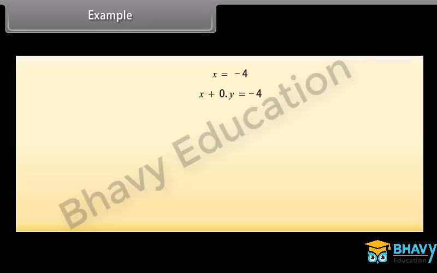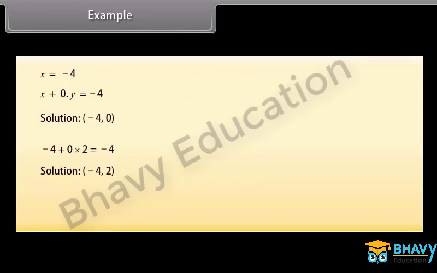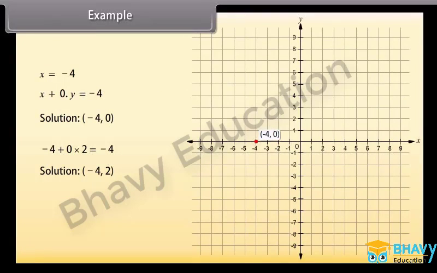And this becomes a linear equation in 2 variables. So the equation reduces to x = -4. So we get the first solution of the equation, that is (-4, 0). Since the value of y can be anything, the other solution of the equation is (-4, 2). Now mark these points on the graph. This is (-4, 0), and this is (-4, 2). Join these points. We can see that the graph AB is a line parallel to the y-axis and at a distance of 4 units to the left of it.